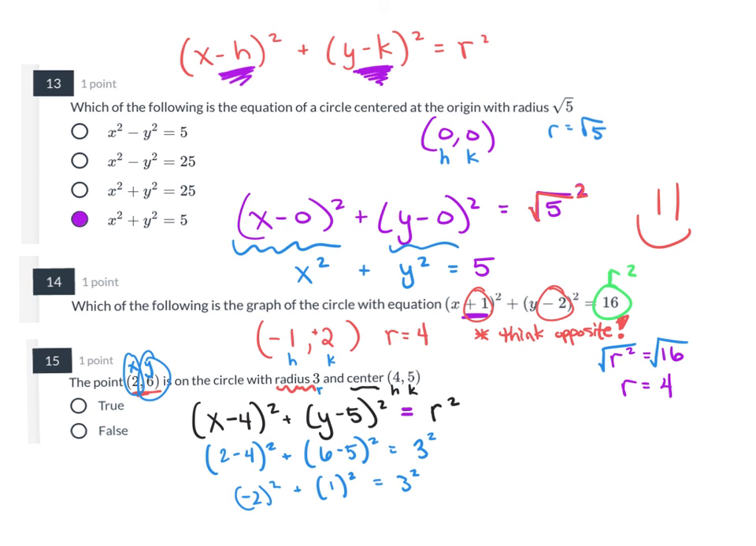Negative 2 squared is 4. It's like saying negative 2 times negative 2. It's a positive 4. 1 squared is 1. And 3 squared is 9. So this tells me that 4 plus 1 is equal to 9.